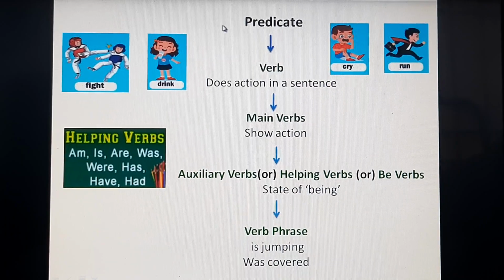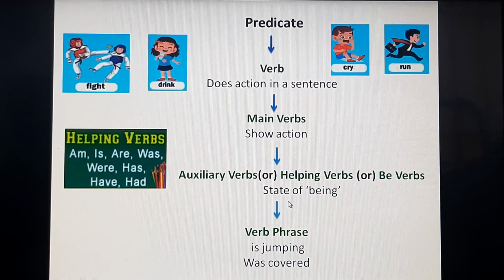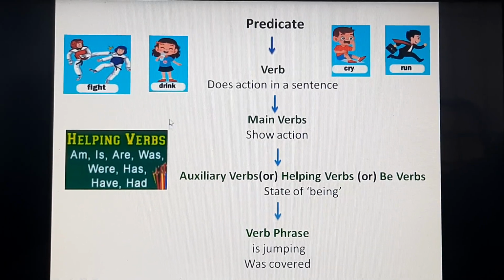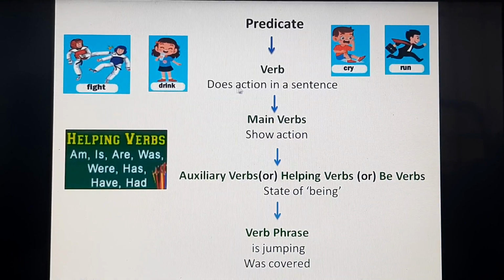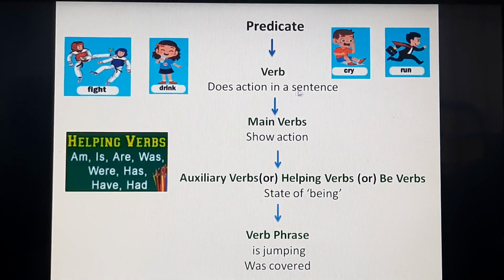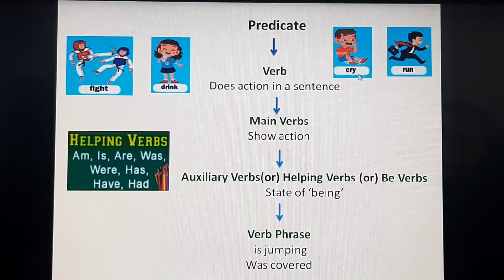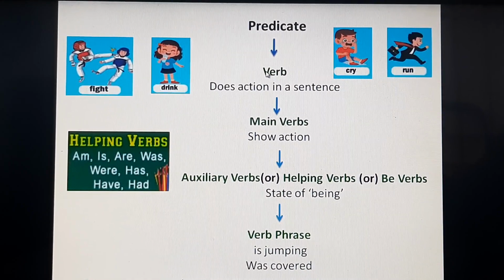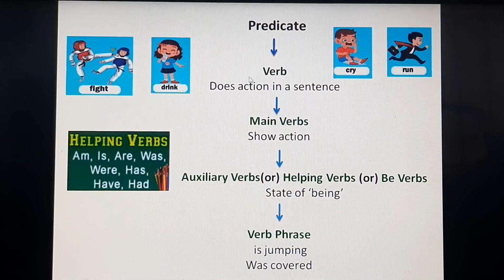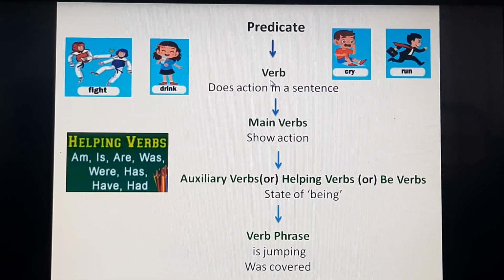Now predicates are made up of verbs and verb phrases. Now what is a verb? A verb does an action in a sentence. I have some here for you. Fight, drink, cry, run. There are lots of verbs, action verbs, in our vocabulary.